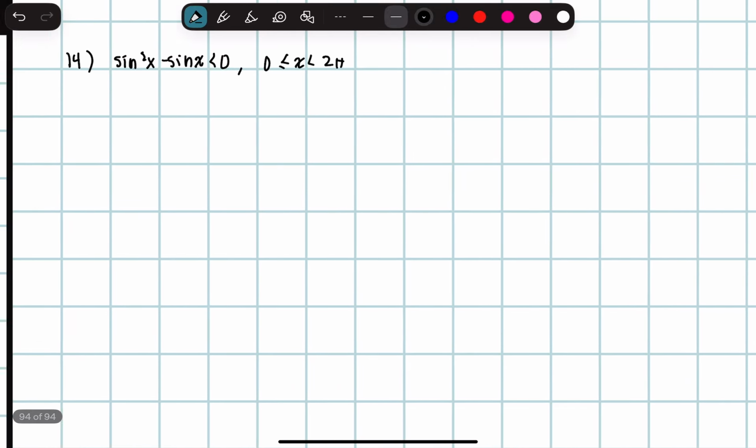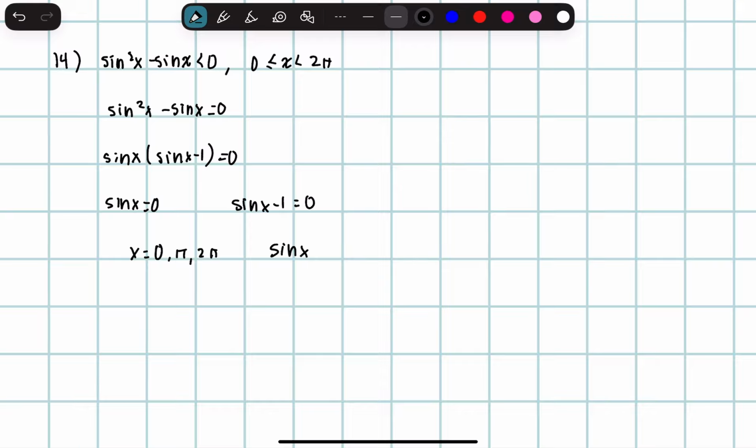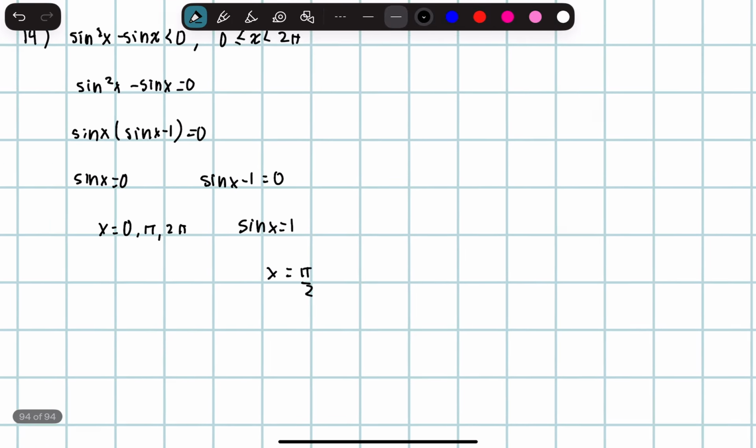Okay, so everything is already on one side. So now the next course of action is solving this. Sine squared x minus sine of x is equal to 0. Great, so you have sine of x times sine of x minus 1 equal to 0. So now our boundaries come from the zero product factors: x is equal to 0, pi, and 2 pi. Now we have sine of x minus 1 is equal to 0. That means sine of x is equal to 1, and this occurs at x is equal to pi over 2. So those are our boundary points.